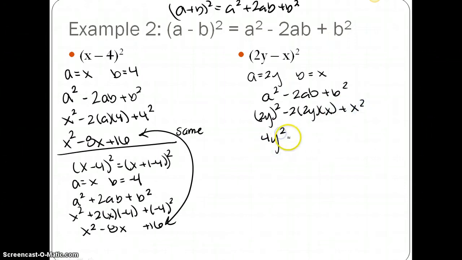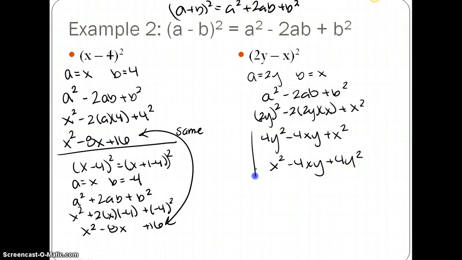So 4y squared minus 4xy, try to remember it should be in alphabetical order, and then plus x squared, and that would be it. You could rearrange this to x squared minus 4xy plus 4y squared. It really doesn't matter the order that it goes in. Both of these would be considered correct answers.